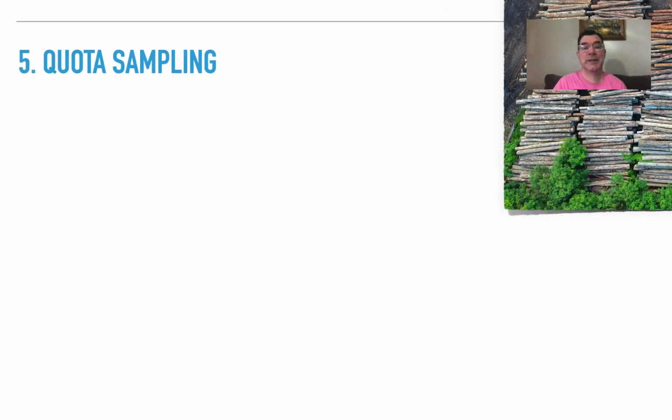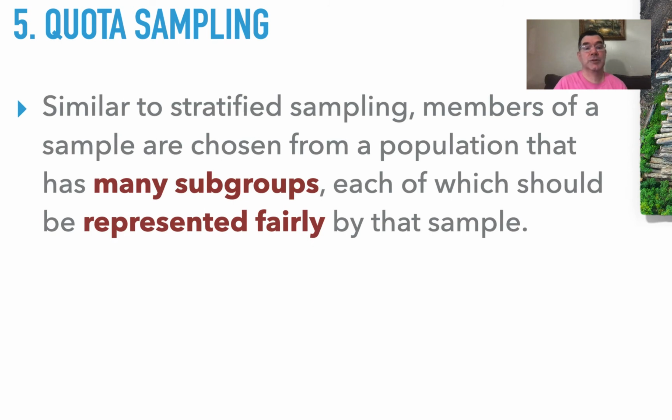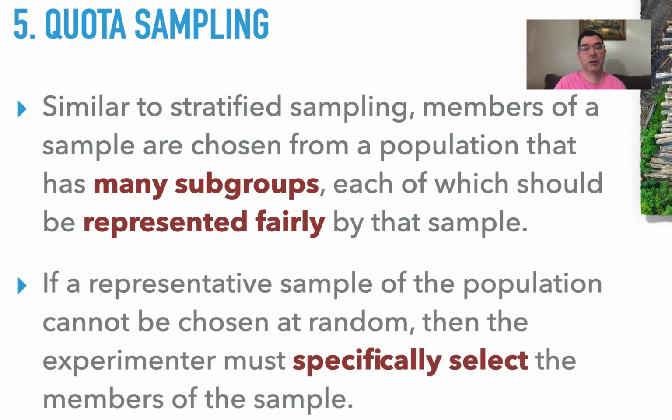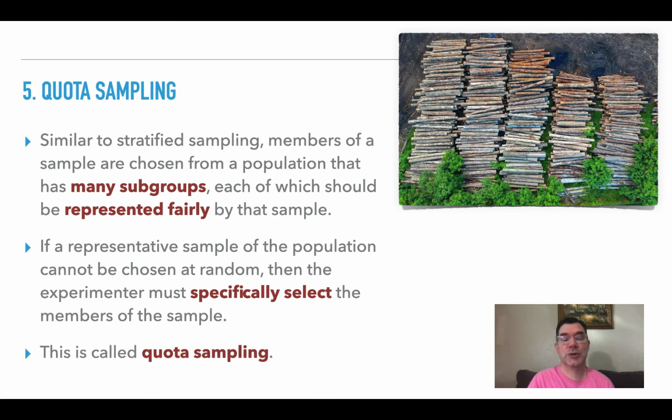All right, and the last method is what's called quota sampling. So it's similar to stratified sampling, and members are chosen from many subgroups, but what you're trying to do is allow the number of people within each of the subgroups to be a proportional number of the people that are in the entire population. All right, so you actually have to specifically select the members of the sample. It's kind of random because you're picking a certain number of people, but you're not picking specific people. You're picking a certain number of people from each of the subgroups in the population. And so this is called quota sampling.